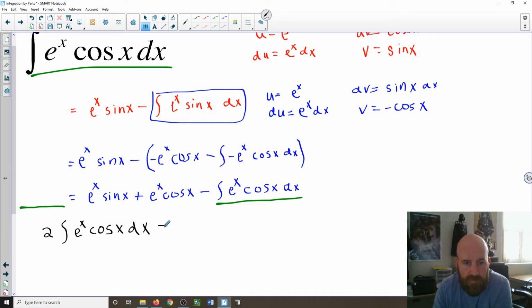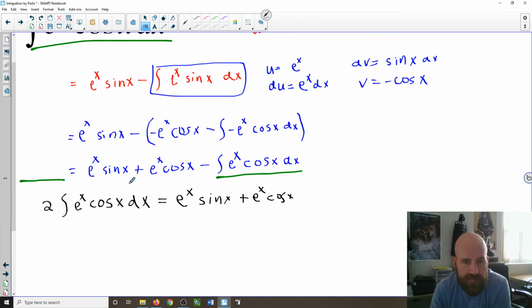Equals this little chunk here, because I got rid of this because I added to both sides. E to the x sine x plus e to the x cosine x. Now if you really wanted to, you could factor out the e to the x, put it outside parentheses, and then have sine plus cosine on the inside.